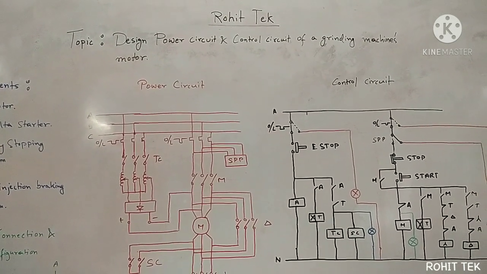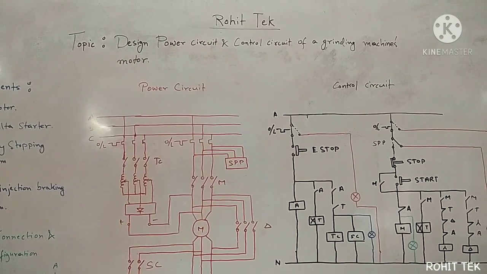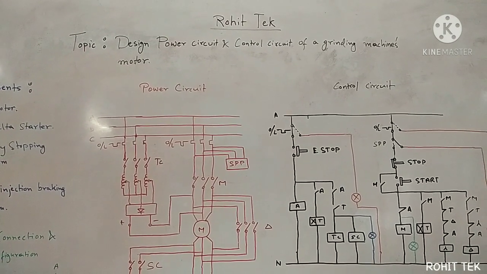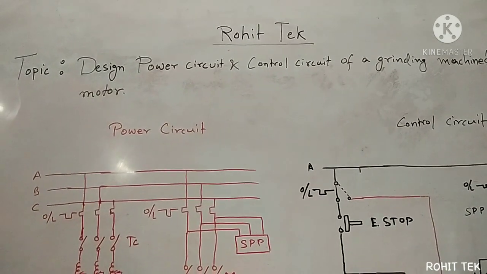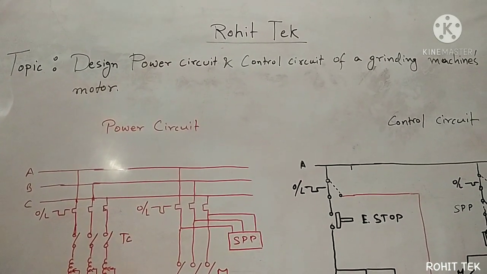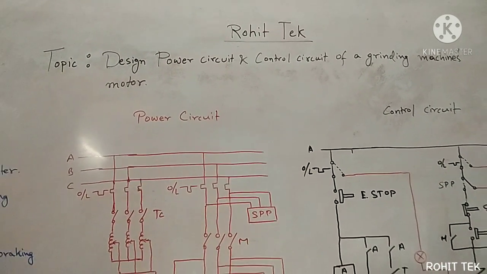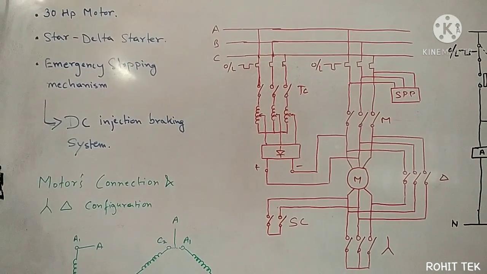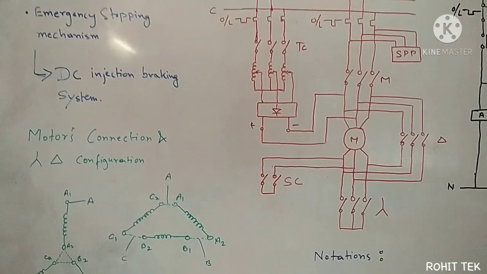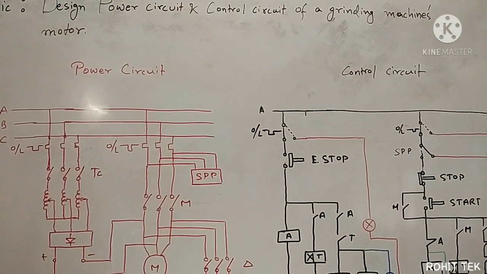So in this video, I will be showing how to design the power circuit and control circuit of a grinding machine. So let's get started. So what is the topic? The topic is to design the power circuit and control circuit of a grinding machine's motor. And what is the session outline? The requirements, motor connections and star delta configuration, then notations, and finally the power circuit and control circuit.